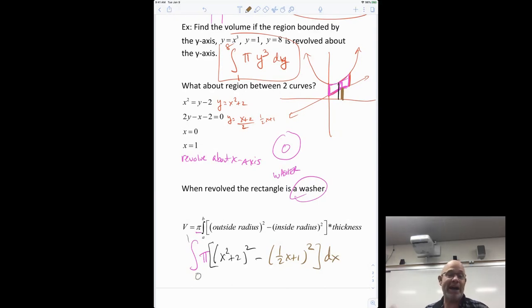Just power rules again. Factor the pi out, just get it out of there, put it back in at the end. Just don't forget it. It's kind of important.